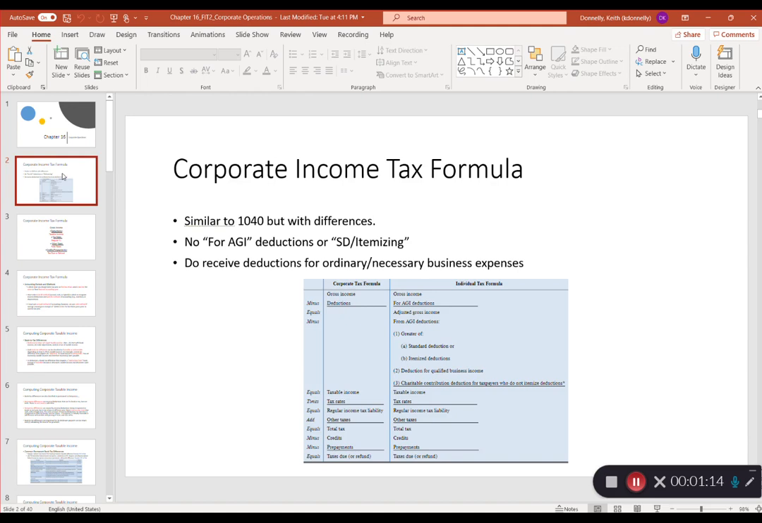So corporations, as we've discussed, file the Form 1120. It's similar to the 1040 insofar that it follows the basic tax formula. You report your income minus your deductions, gives you your taxable income. You multiply that by a tax rate, which gives you a tax liability. You back out credits and prepayments, and then you'll either get a refund or you'll owe money. Now, this chart here is showing the differences between them.